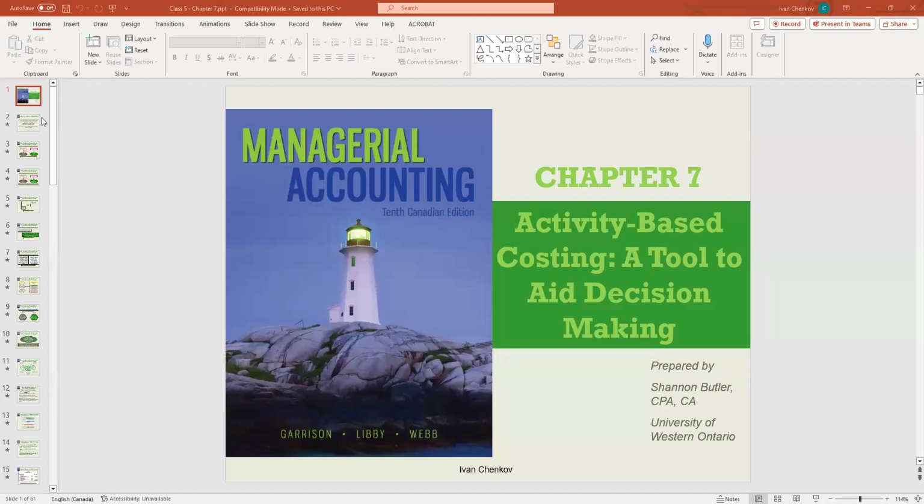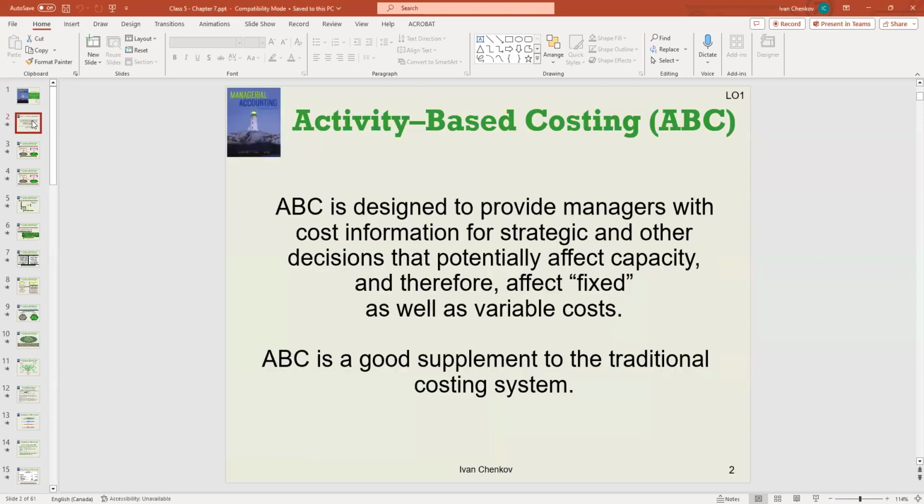Activity-based costing. Again, the main purpose for activity costing is to provide managers with the cost information so they can make those strategic decisions which can affect the capacity, or how are we using the fixed cost and how are we using the variable cost.